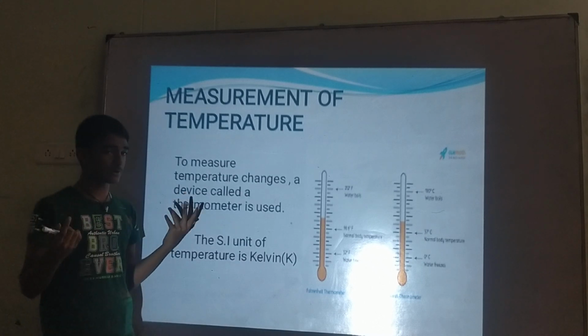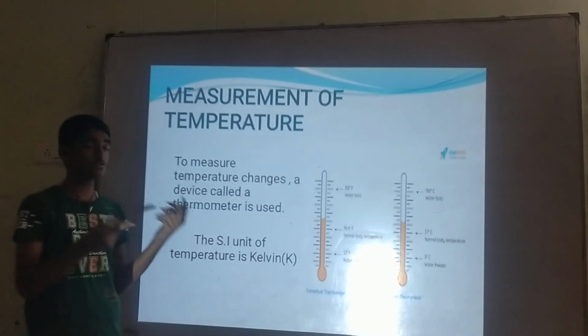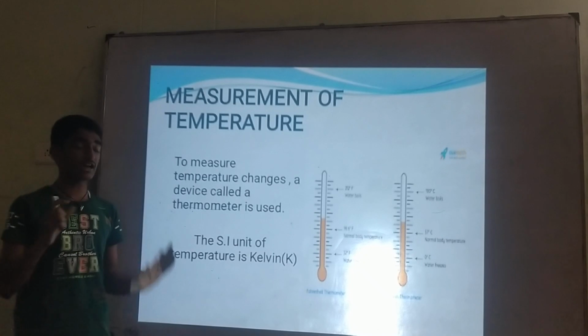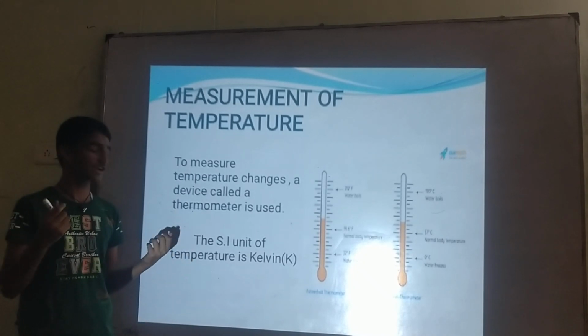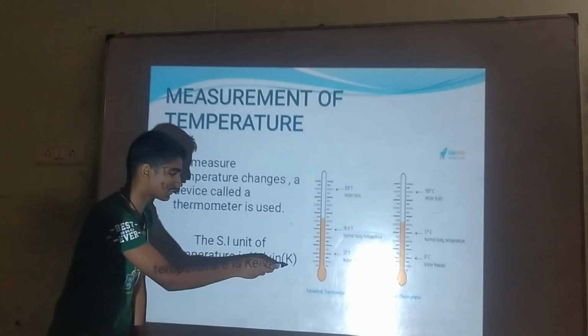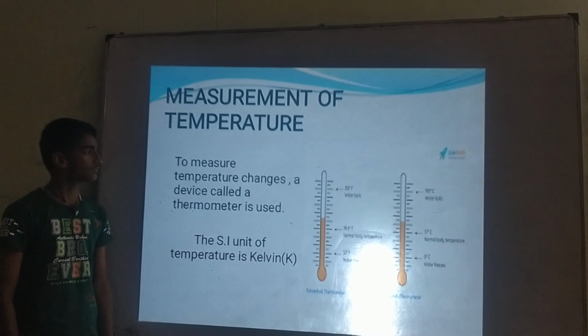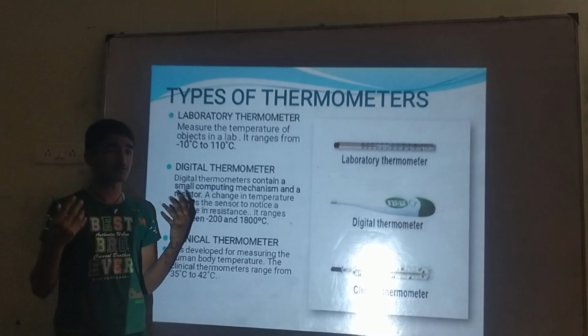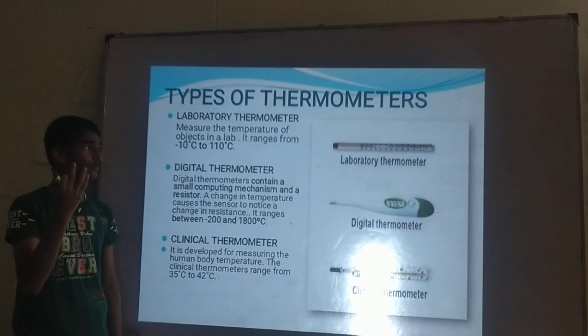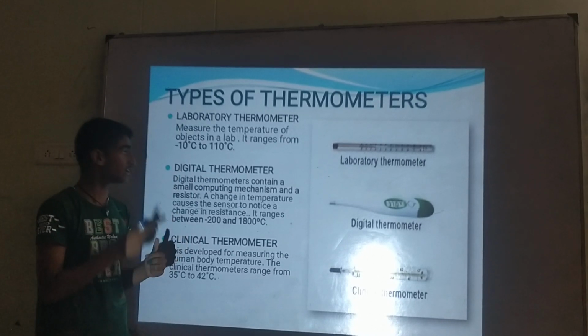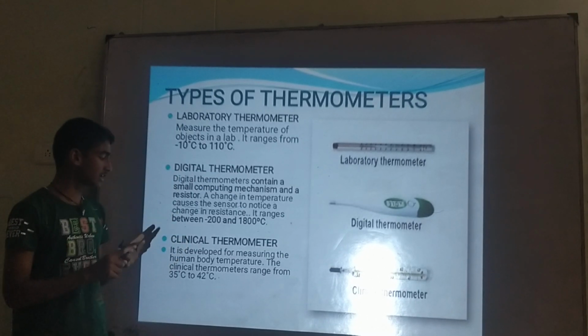How can we measure temperature? We can measure temperature using a device called thermometer. The SI unit of temperature is Kelvin, which we denote by the symbol K. What are the types of thermometer? There are three types of thermometer: laboratory thermometer, digital thermometer, and clinical thermometer.